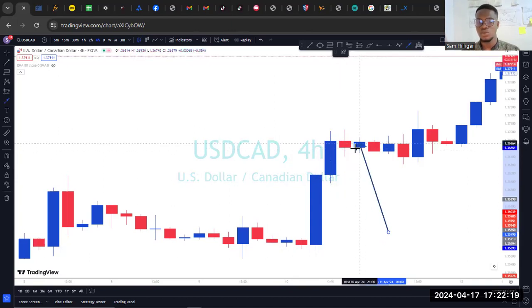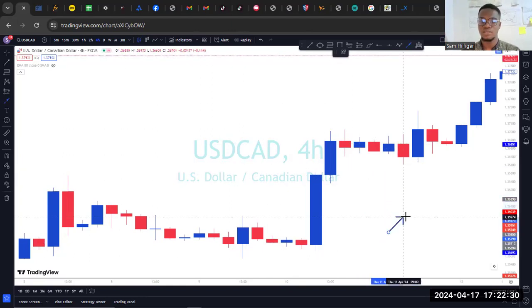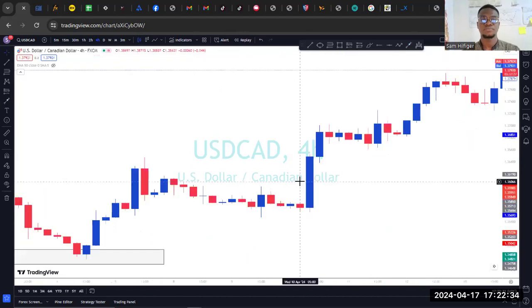Then this one opened here and closes above. So if the candlestick opens below and closes above, then that one is bullish. And if it opens above and closes below, that is bearish. So that's the candlestick. So we have a couple of these.